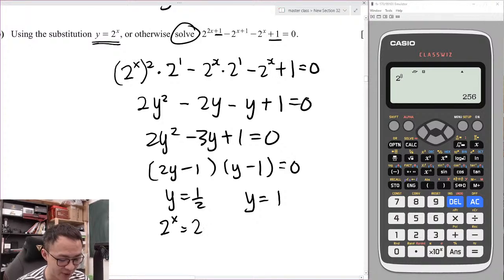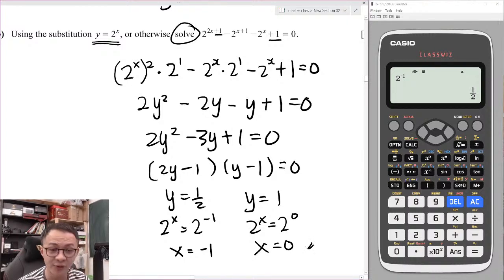1 over 2 means 2 power of negative 1, because if it is 2 power of negative 1, you're actually getting 1 over 2 here. So x is negative 1. Okay, this 2 power of x equals to 1. 1 is a magical number. I can say it's 2 power of 0. Then x is equals to 0.